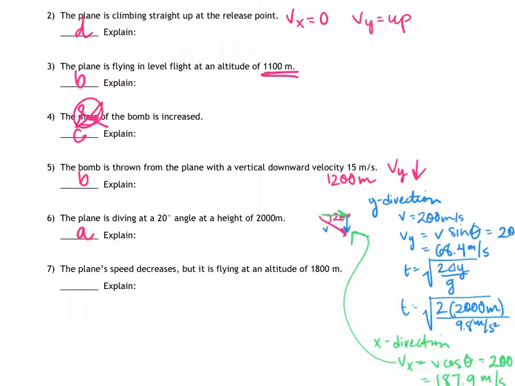All right, number 7, the easy one here. The plane speed decreases, but it's flying at an altitude of 1,800 meters. Because it doesn't tell us how much it decreases, it's impossible for us to know.